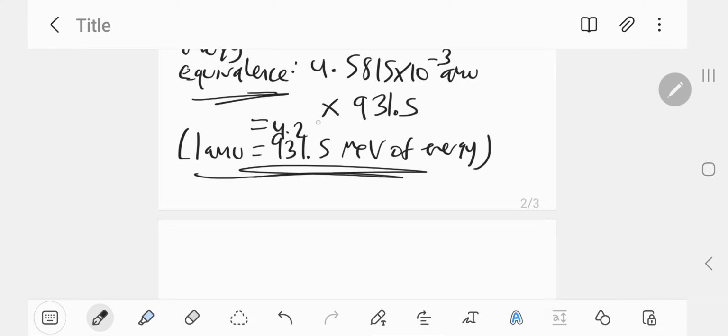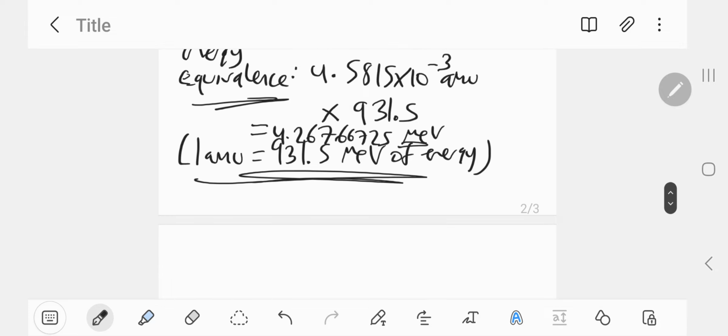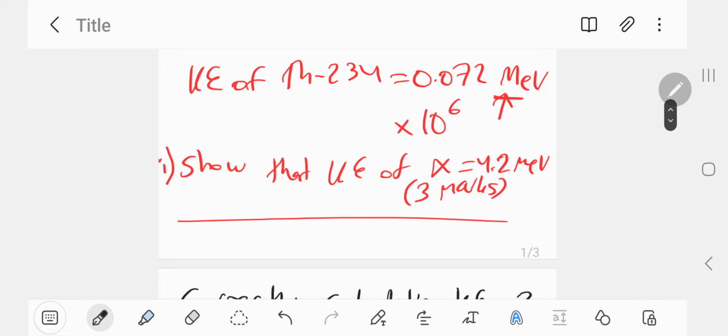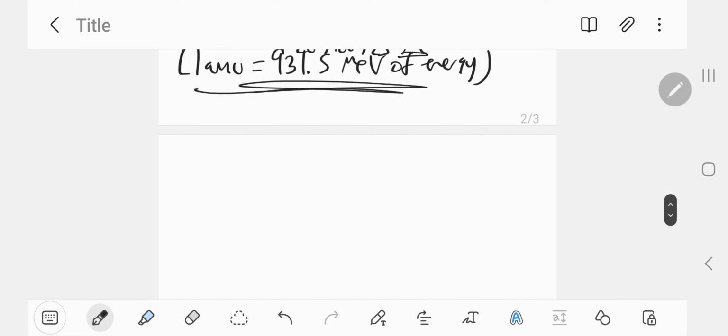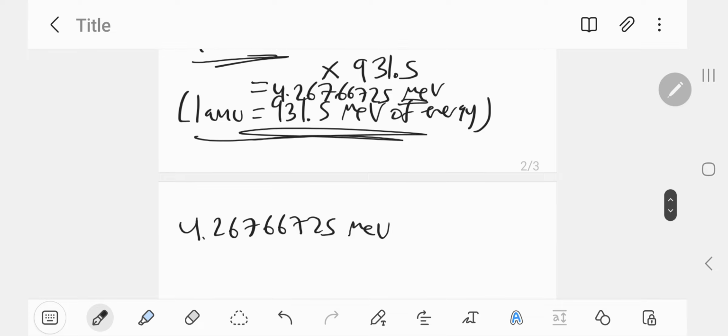that's equal to 4.267666725 mega electron volts. We can then subtract the thorium's kinetic energy to work out the kinetic energy of the alpha particle. Okay, so let's do this, 4.267666725. So our answer from above, right there.